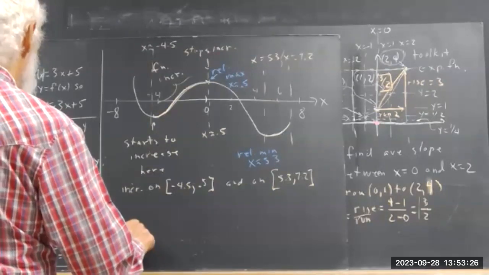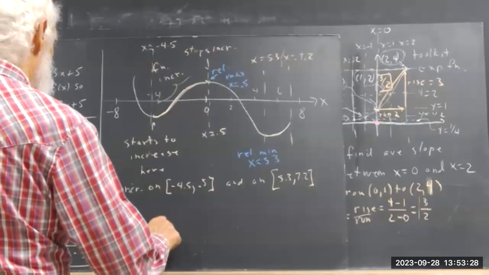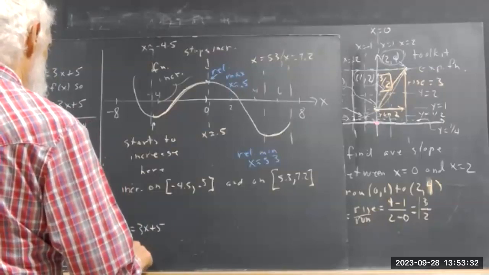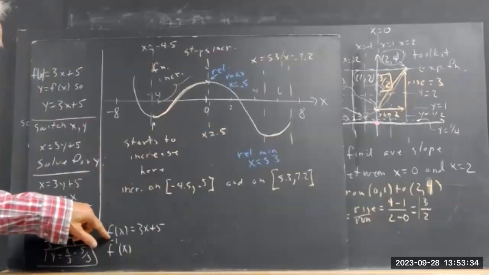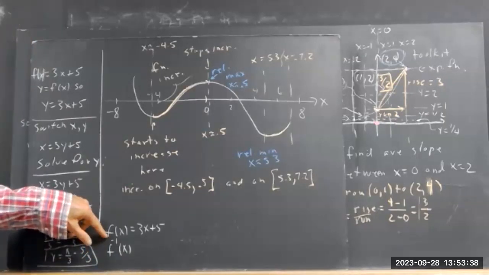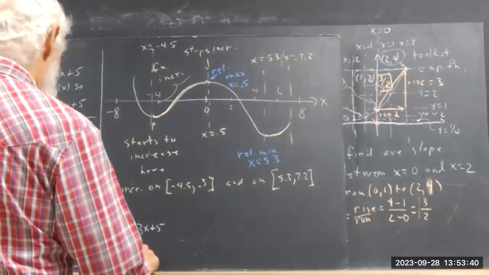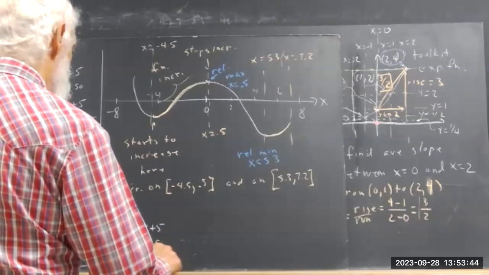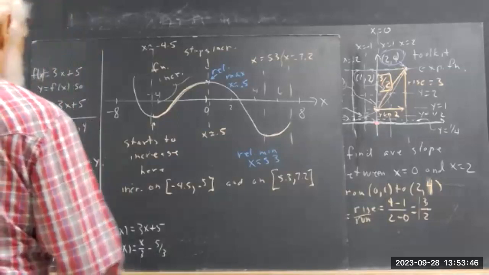So we found that if f of x equals 3x plus 5, the inverse function, which we denote as f inverse of x, it's like f to the minus 1, but that doesn't mean 1 over f, it means inverse function, equals x over 3 minus 5/3.